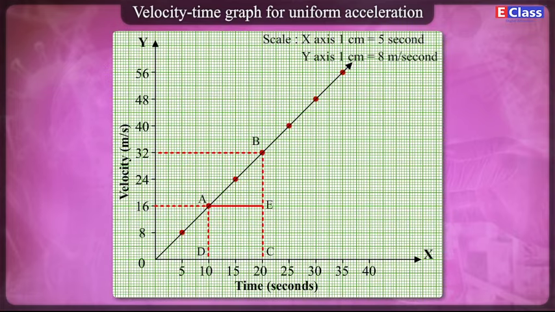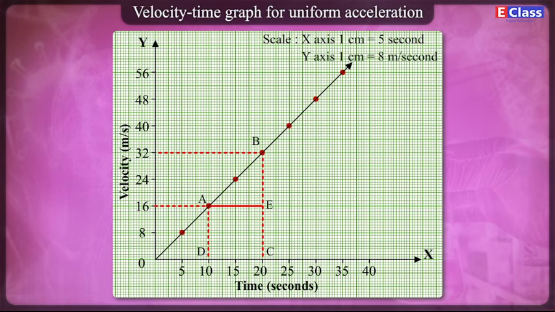The velocity-time graph in the figure shows that, 1. The velocity changes by equal amounts in equal time intervals. Thus, this is uniformly accelerated motion. How much does the velocity change every 5 seconds? 2. For all uniformly accelerated motions, the velocity-time graph is a straight line.